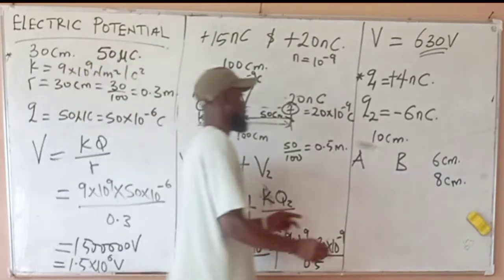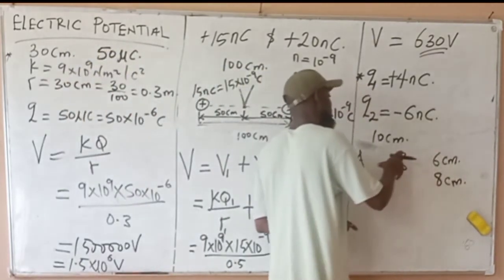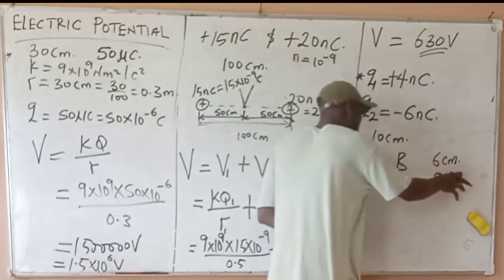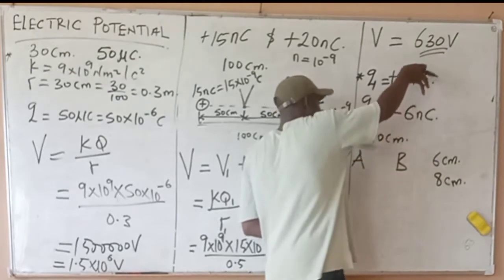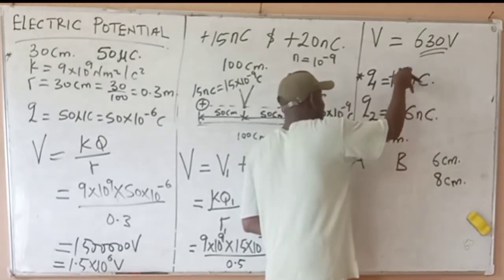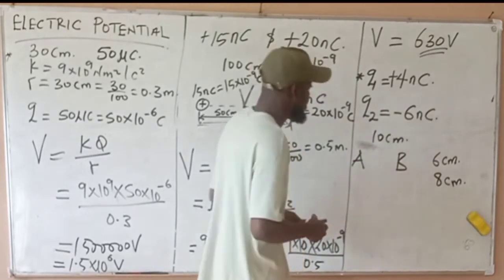Look at it. Point B is 6 cm from Q1 and 8 cm from Q2. But point A is the midpoint between them, so it is at equal distance from Q1 and Q2. Take note of that.